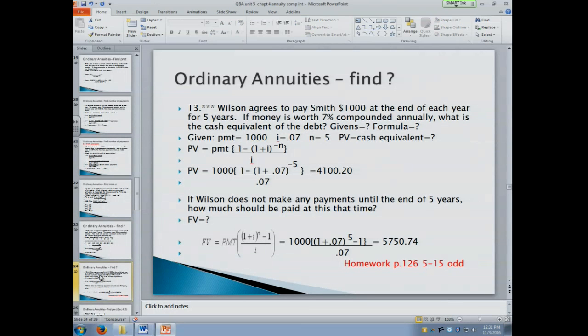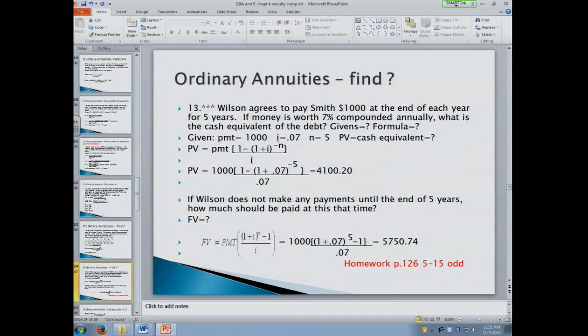$1,000 at the end of 5 years. So 1,000 is our payment, 7%, and N is 5. We substitute in the formula. And today I can give him $4,100.20, and I will pay off the debt.